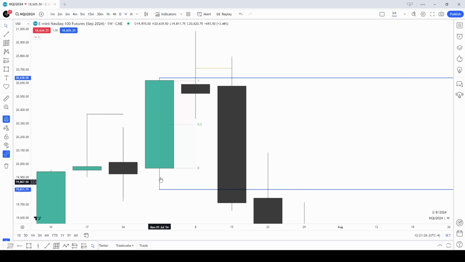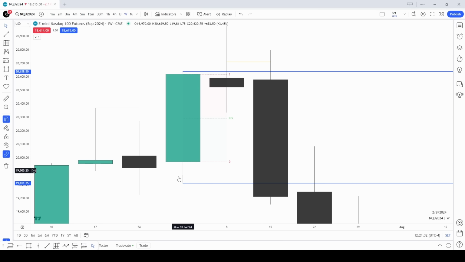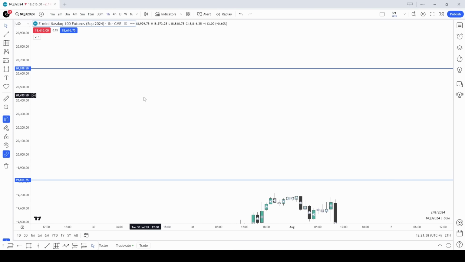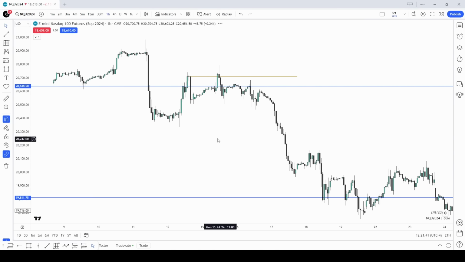What are we aiming for? Well, you can aim for this candle's bottom half of the body. That's one target. But the overall target, the sell side liquidity that rests below here. Okay? Really simple stuff. If we break this down even further, let's dive into the 1 hour chart.